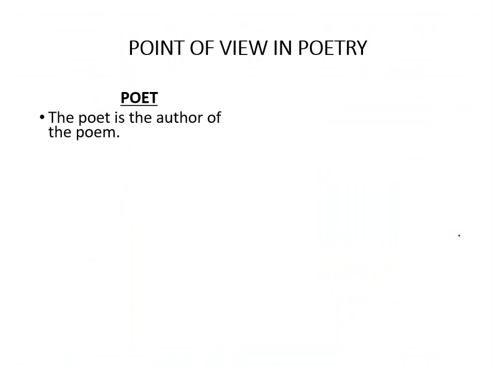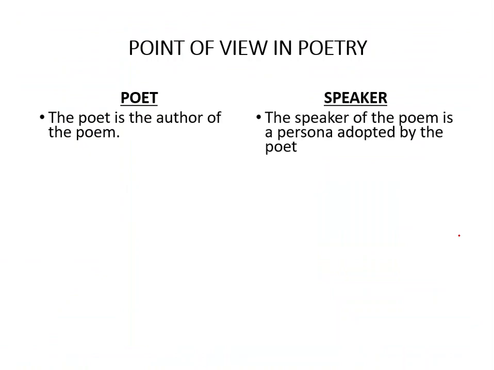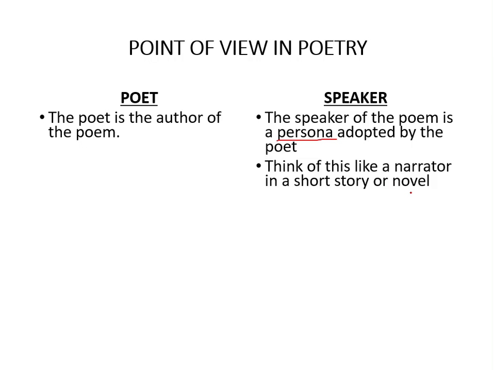Now let's talk about the other elements. Point of view in poetry. Unlike drama, where there's no point of view and just dialogue or monologues or soliloquies, we do have a point of view. The poet is the author of the poem. The speaker of the poem is a persona adopted by the poet. I want you to remember that term because it's going to be important as we talk about who is saying what and what the point of view is.